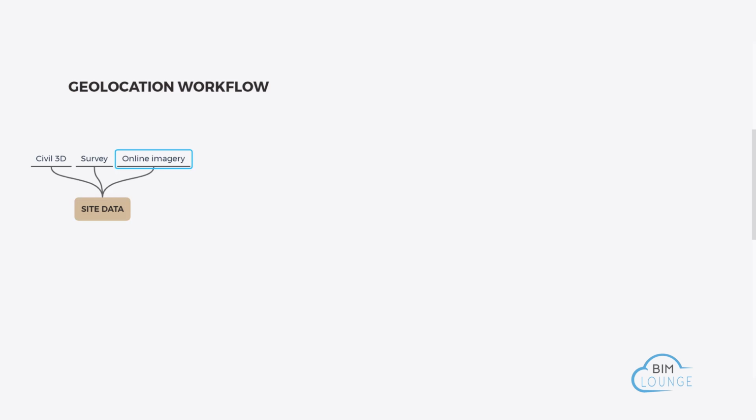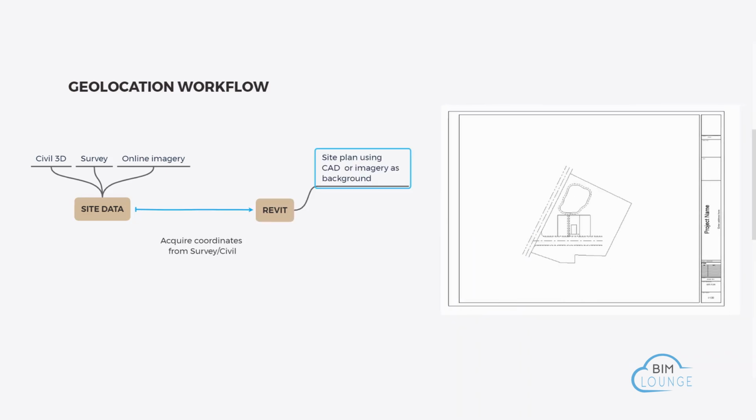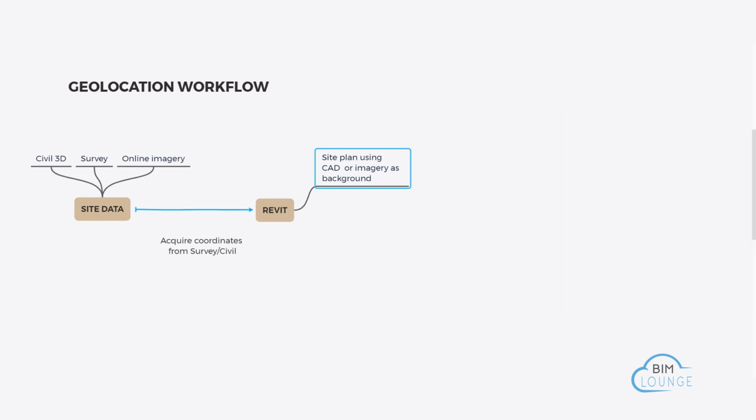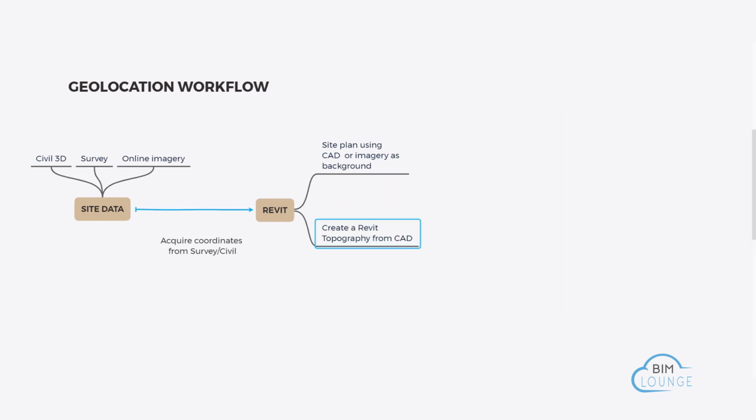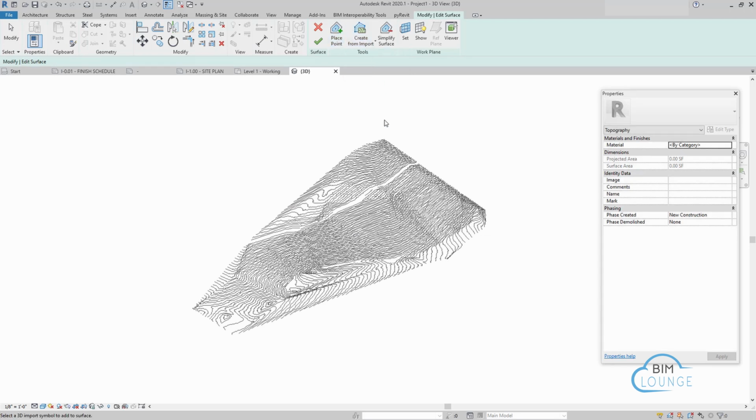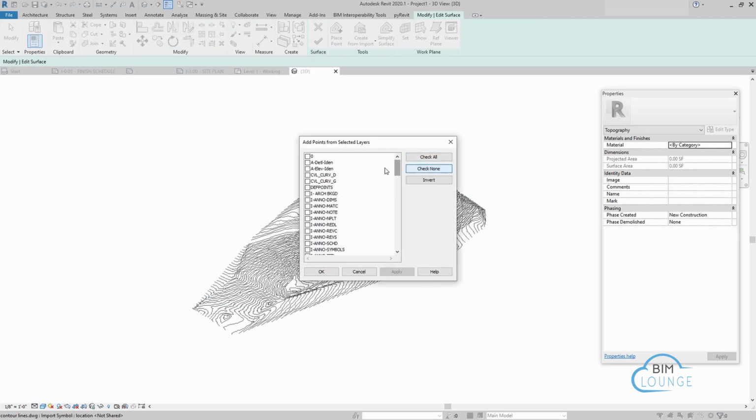Now, if you have a Civil 3D or a survey available, you can acquire coordinates from this data into your Revit model and use the actual CAD information or imagery as a background for your site plan. Now, if you have contour lines in your CAD files, you can use them to create a Revit topography from the CAD information automatically.